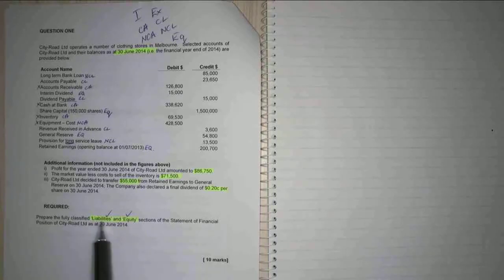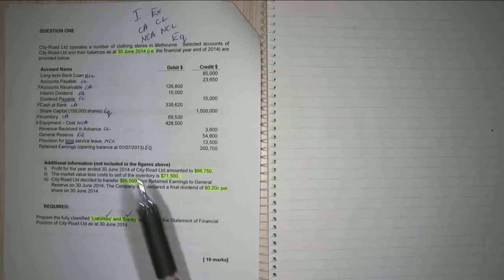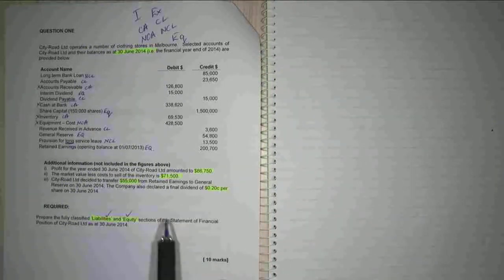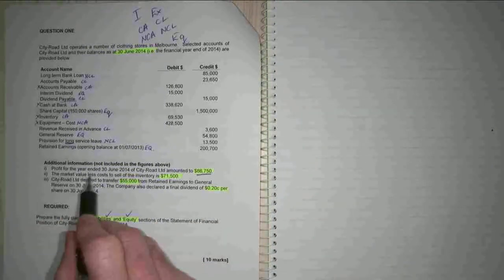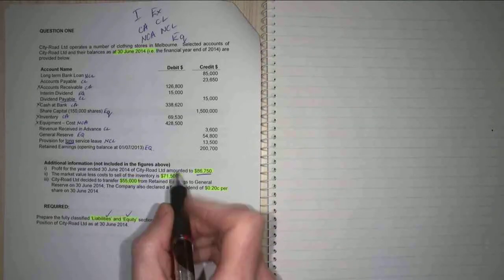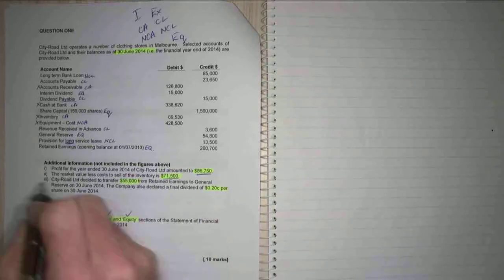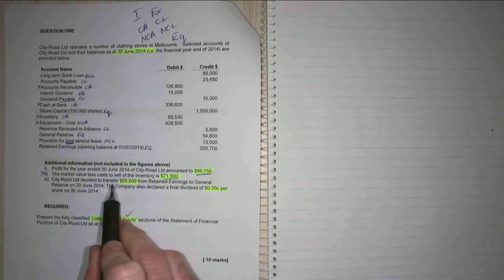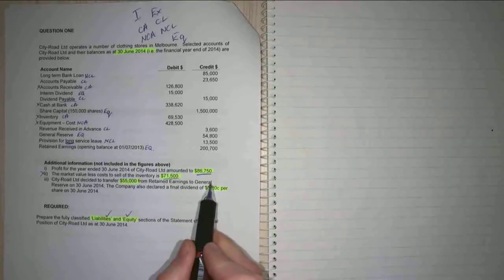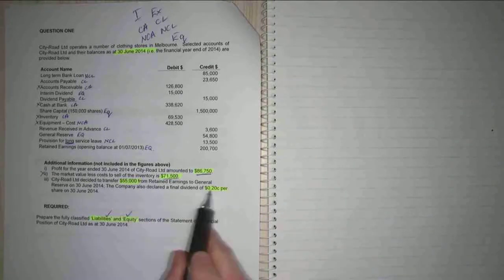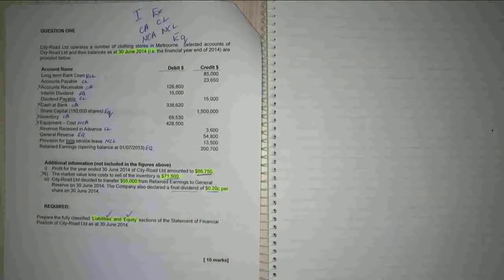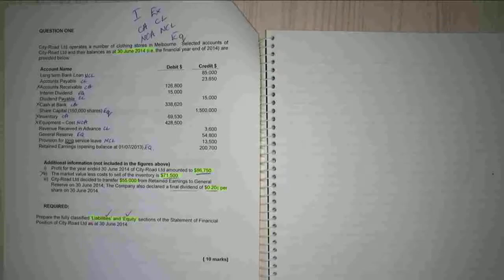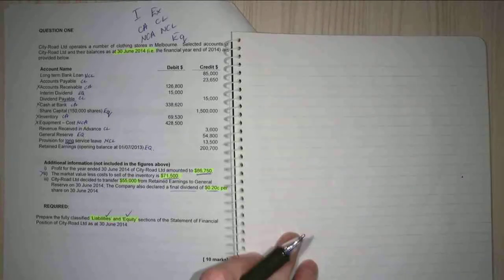And it says, prepare a fully classified liabilities and equity section. Now, this question is to help you determine equity, because there's some additional information here like profits, which goes into equity. This is the market value less cost to sell inventory. Well, we're not valuing inventory at the moment, so that one we don't need to include. City Road has decided to transfer some amount from retained earnings to reserves, and it has declared a final dividend of 20 cents. So there's a final dividend there that we need to put into our retained earnings as well. So firstly I'm going to rebuild my retained earnings account.